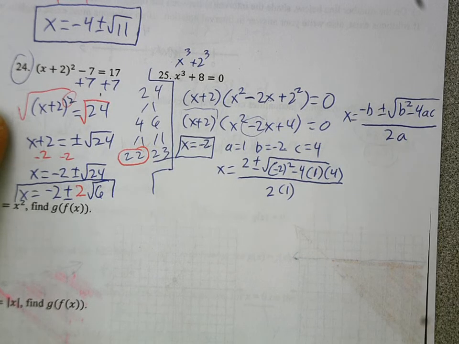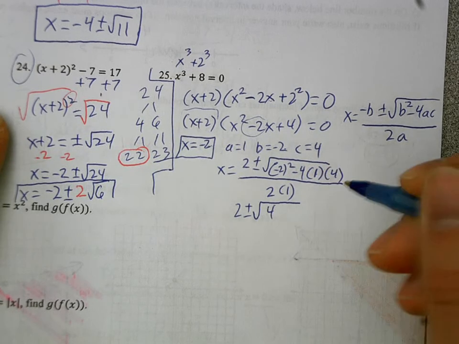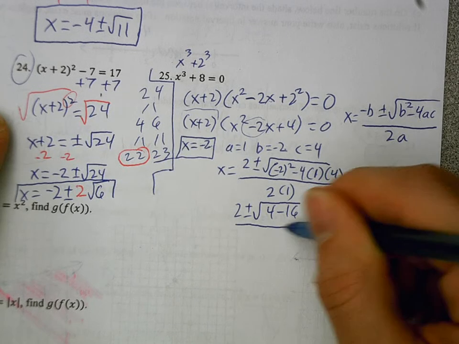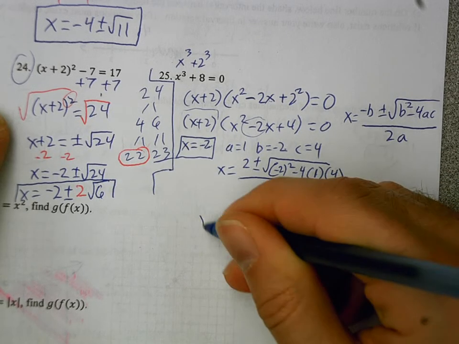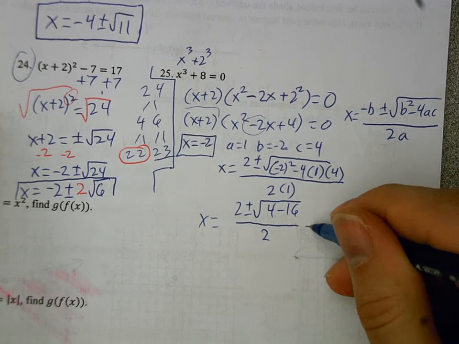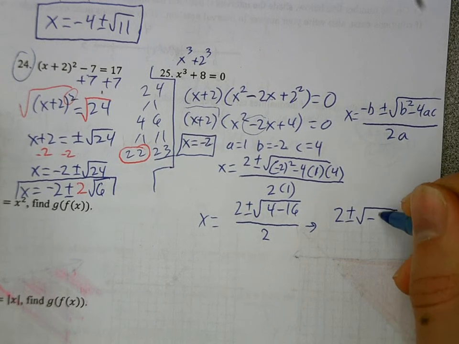Clean it up. 2 plus or minus the square root of 4. 4 times 1 times 4 is minus 16. 2 times 1 is 2. 4 minus 16 is negative 12, so 2 plus or minus the square root of negative 12, over 2.